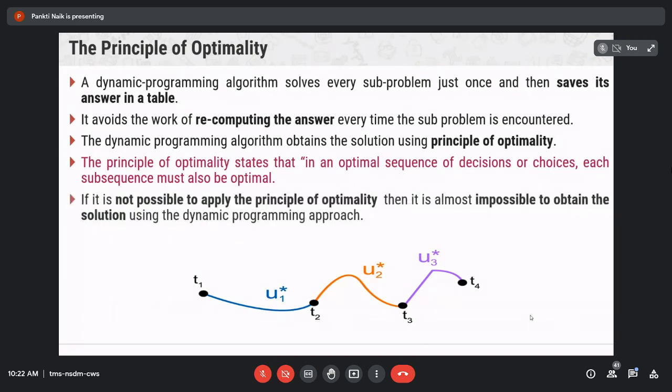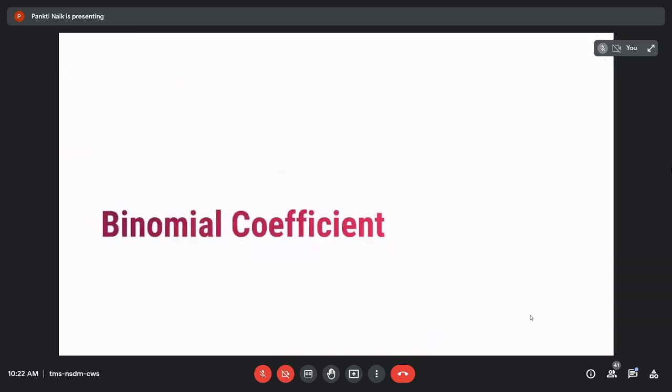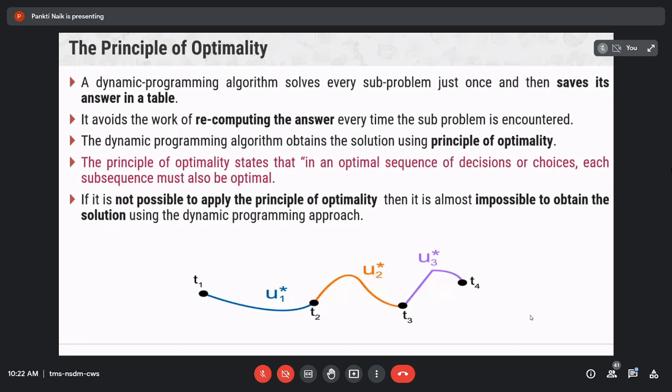right? So let us understand the different problems which we can solve using dynamic programming. Before that, first we understand the four major steps of dynamic programming, right?